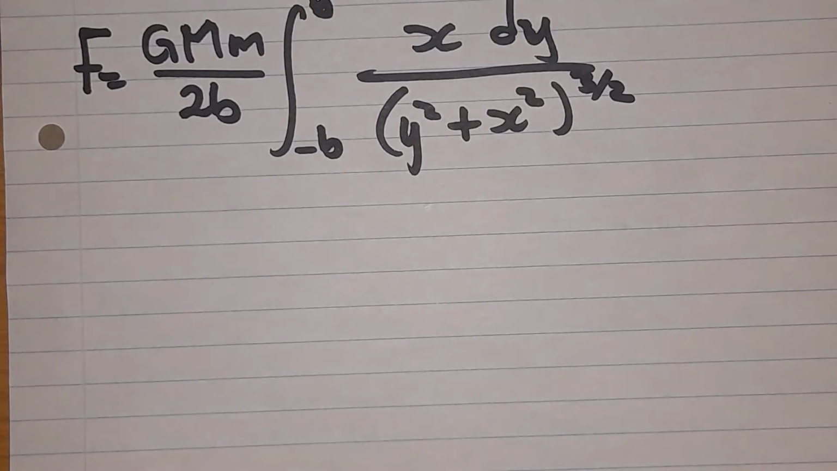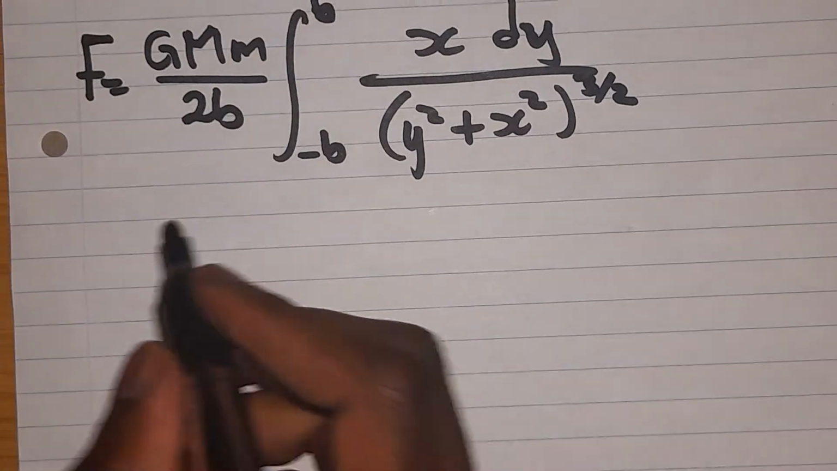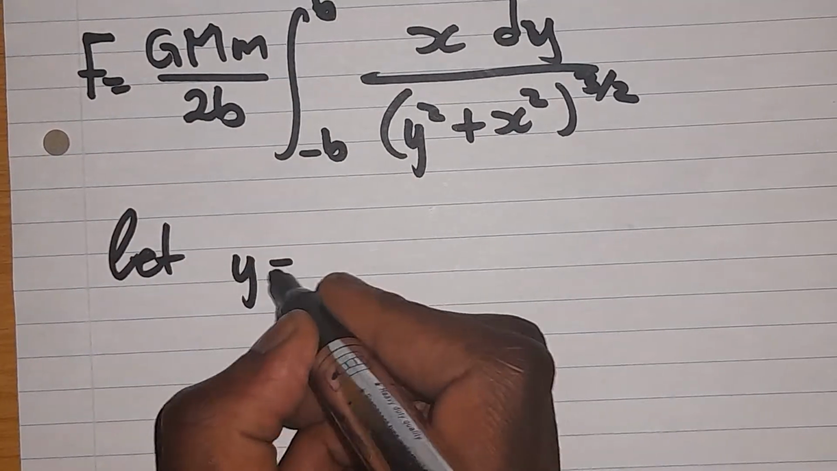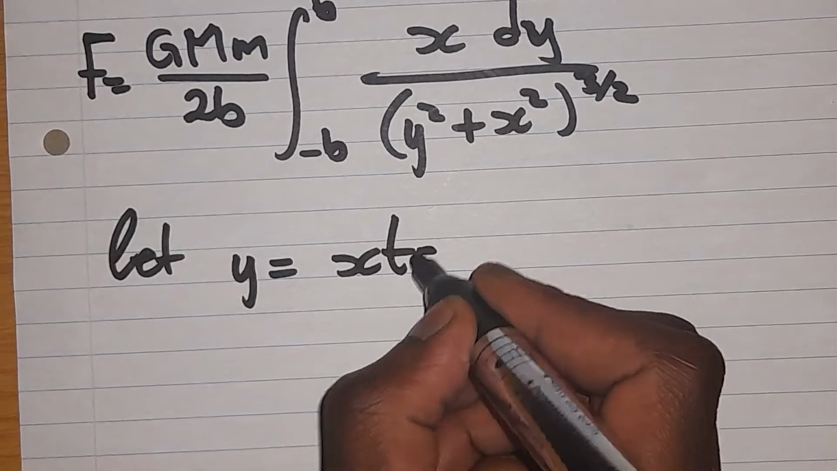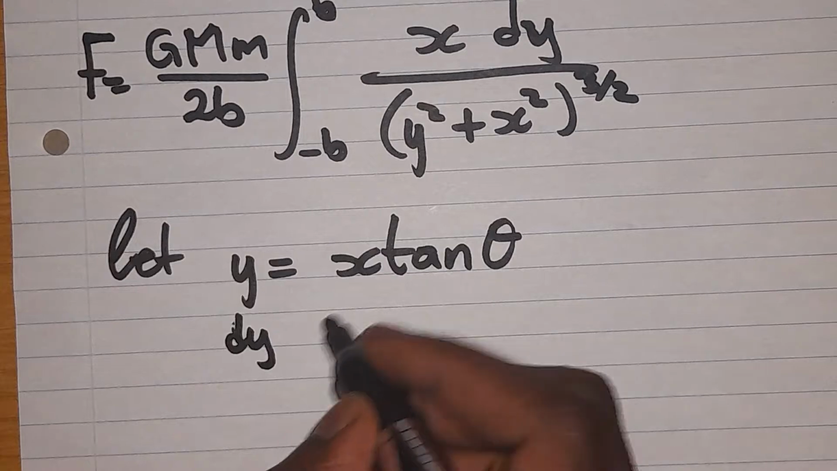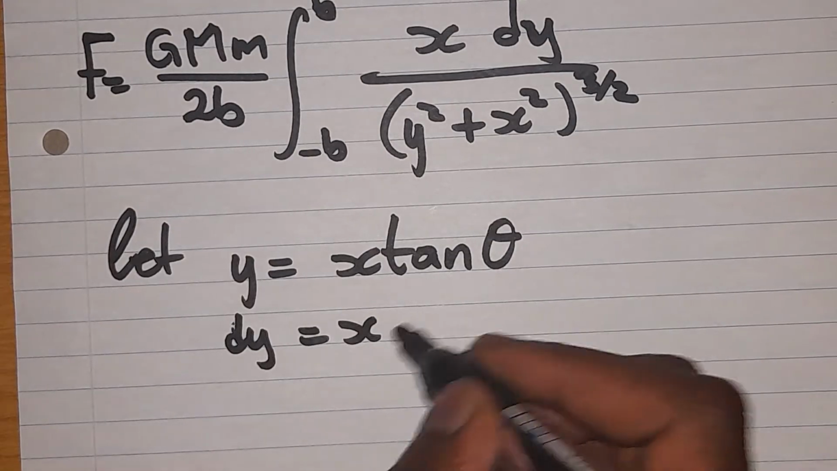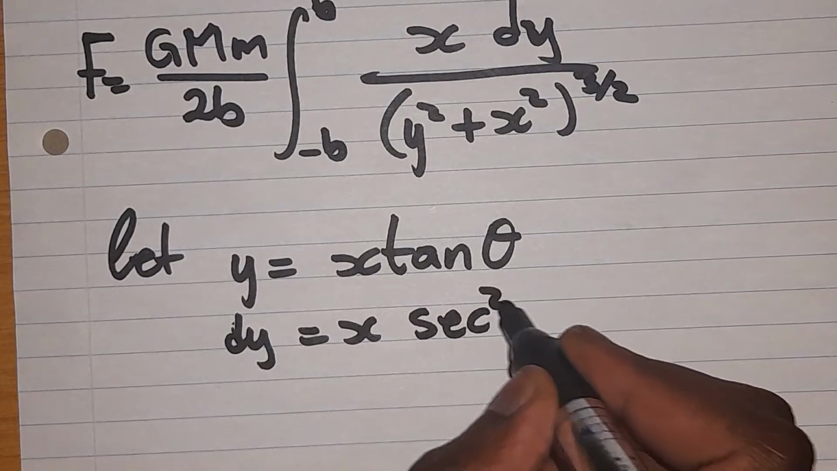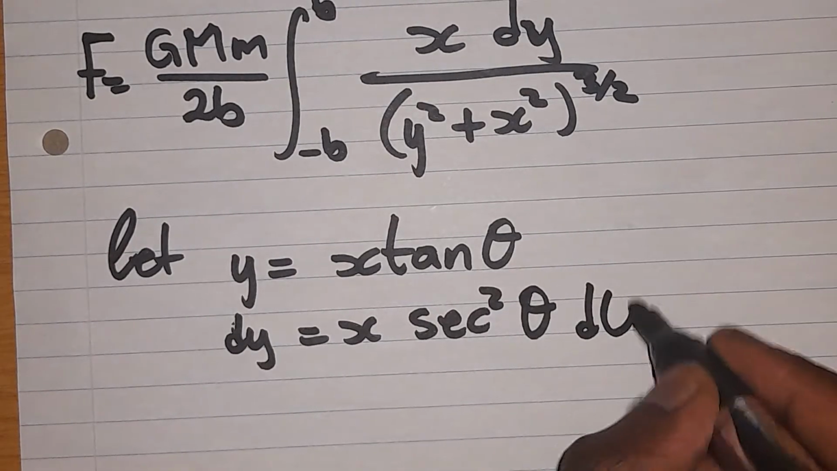So what we're going to do is use substitution. We'll say let y equal x tan theta, then dy will be equal to x sec squared theta d theta.